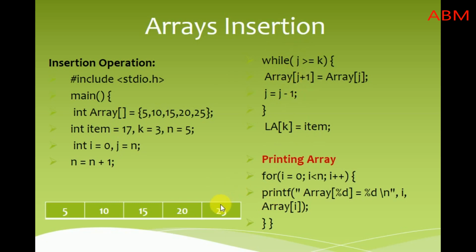It will become here. Okay, and I will copy the 20 data into the 25. But when j is equal to k, meaning j becomes equal to 3, then here I will insert the atom. Here at 3 I will insert the atom. But before inserting the new atom, you can see that I have copied all the data. So this is simply printing the array.